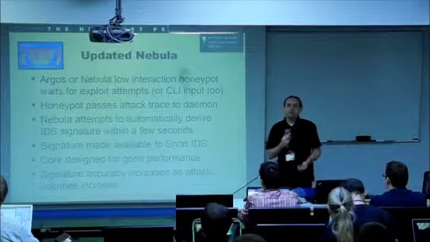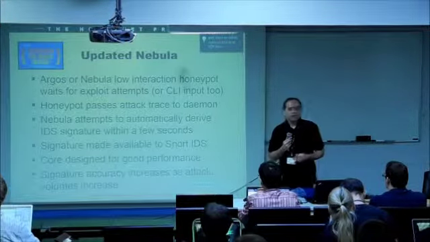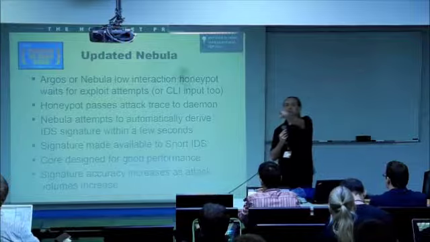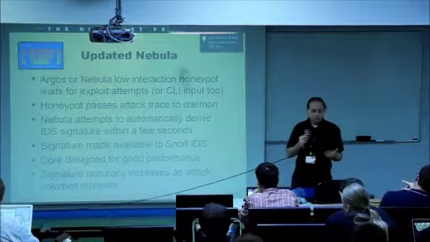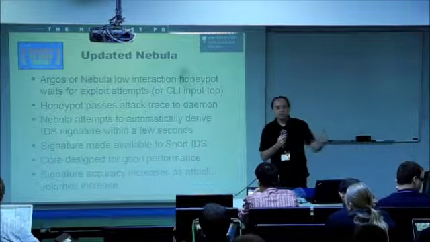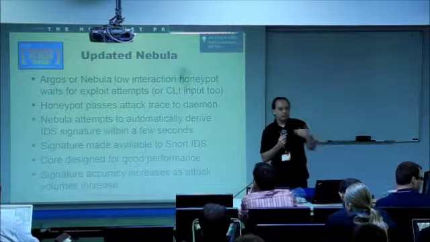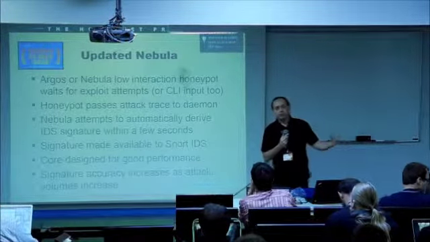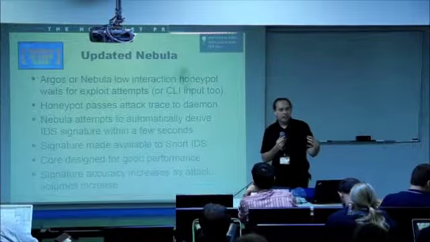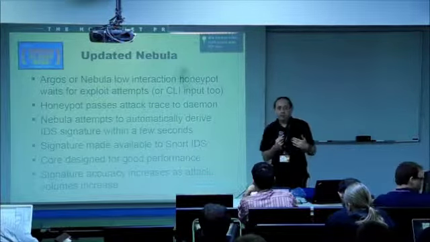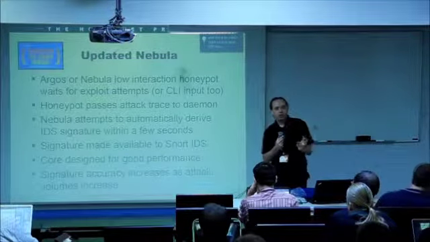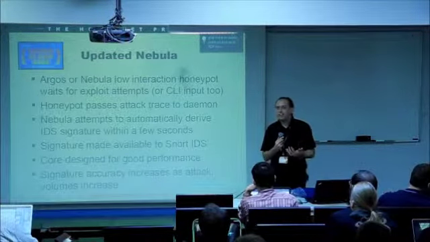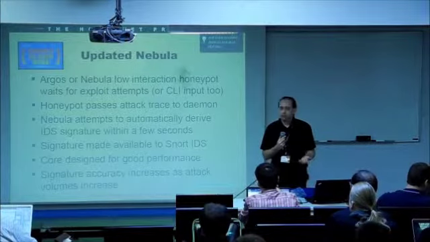And then Nebula is a network intrusion detection signature generator written by Tillmann at the back. Tillmann, raise your hand. So the idea here is you have a honeypot, such as Argos or Nebula. You run the Nebula daemon next to it. And when the honeypot sees an attack, the honeypot sends the attack trace to Nebula. Nebula looks at the attack and attempts to cluster its information. It extracts some common substrings and tries to build an IDS signature pattern dynamically within 1 or 2 seconds.